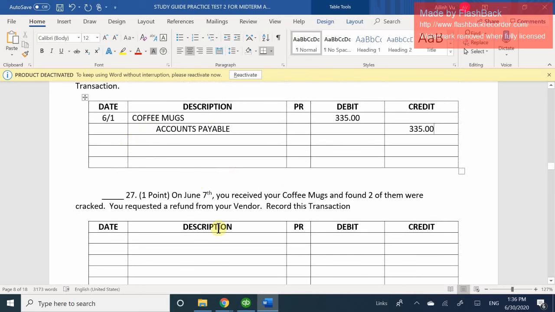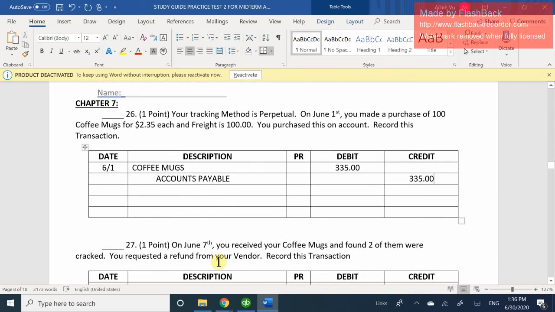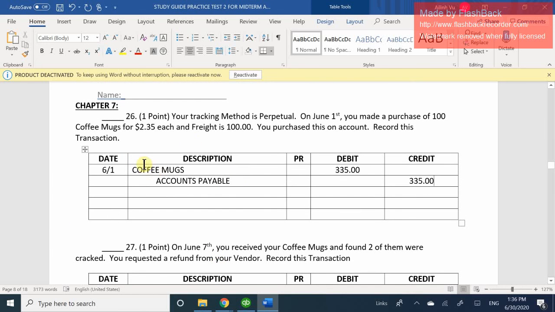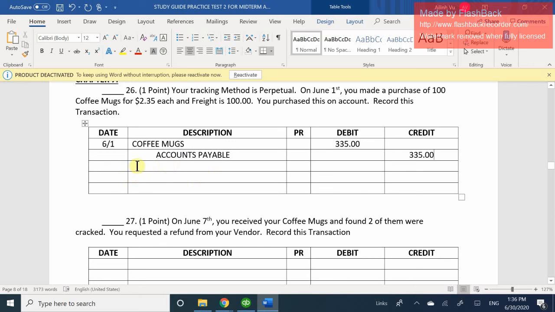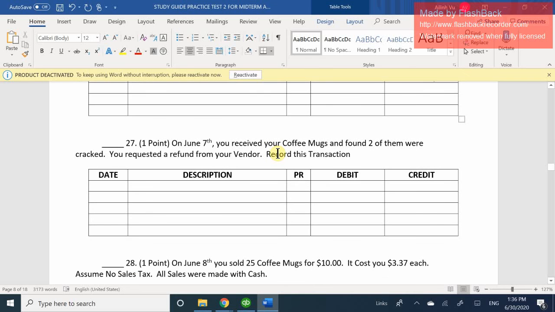On the actual exam, I'll give you the midterm sheets that you can fill in. You don't necessarily need to have the description. If it helps you, it helps you. But for this exam, I'm not going to ask you anything about description, so it's just for your own benefit. Okay. Number 27.